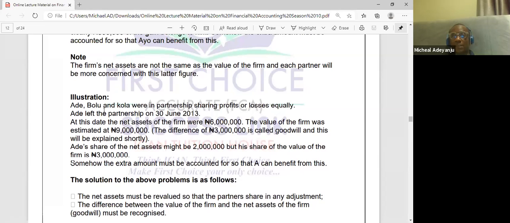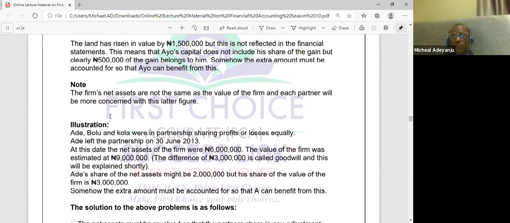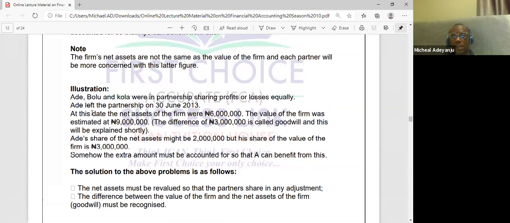Another illustration is Adebolu and Kola, who were in partnership sharing profits equally. Ade left the partnership on 30th June 2013. At this date, the net assets of the firm were 6 million. The value of the firm was estimated at 9 million naira. And this difference between the fair value and what they have in their books is 3 million naira. And this 3 million naira is called goodwill.